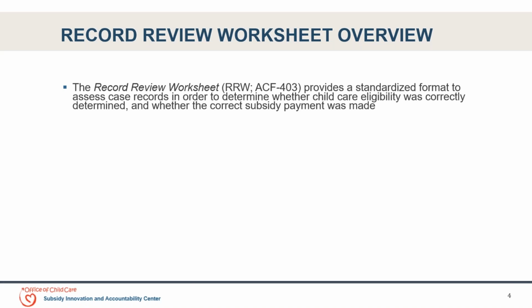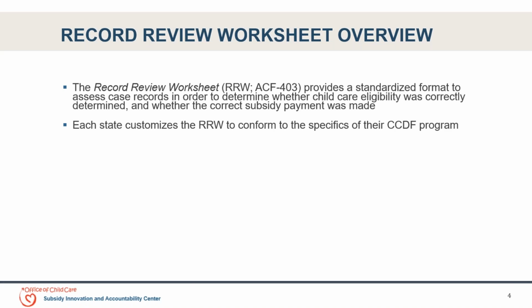The purpose, the goal, is to determine whether child care eligibility was correctly determined and whether the correct subsidy, authorization, and payment was made. So that's what we use the worksheet for. And as I mentioned, the record review worksheet is customized by states. All states have different child care policies and procedures. So we ask states to customize portions of the record review worksheet to conform to the specifics of their program.